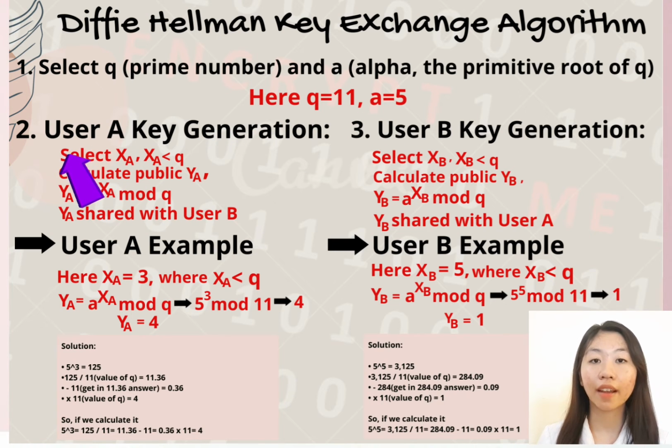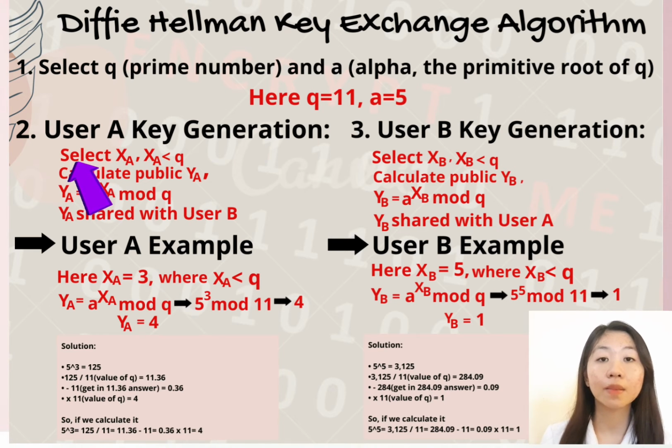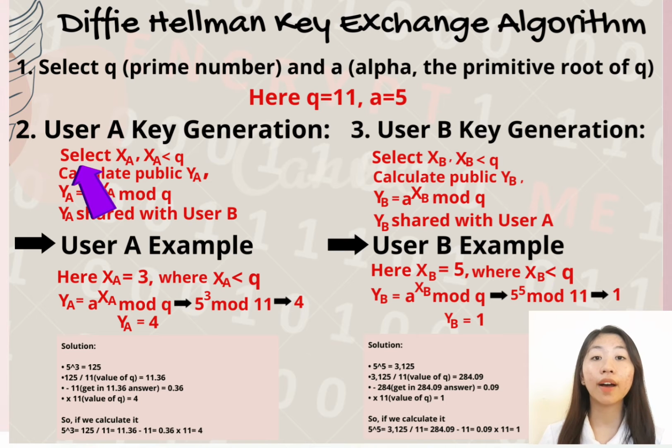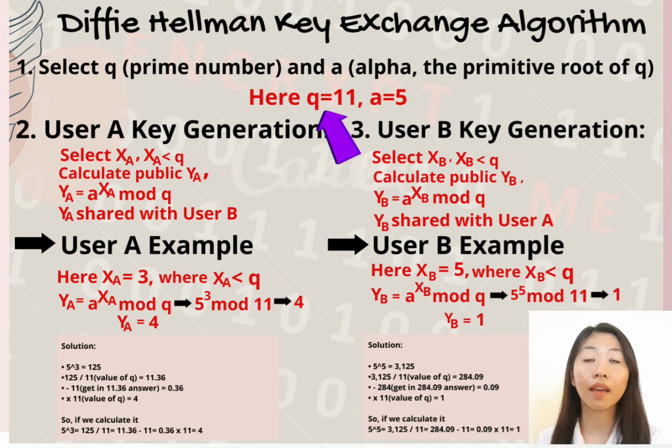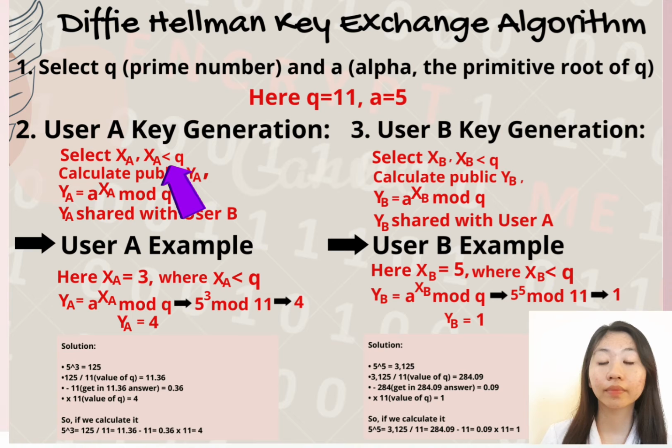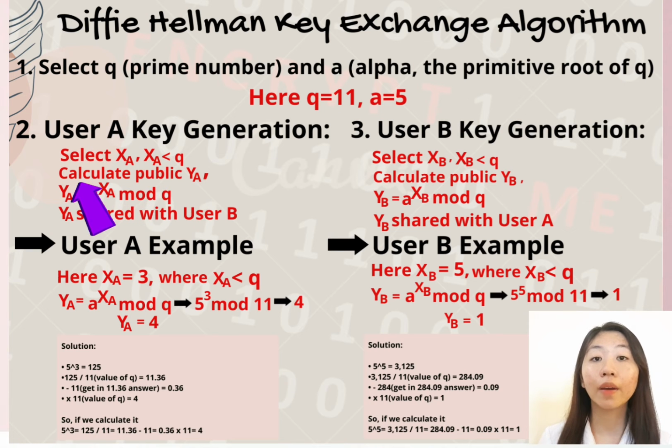User A key generation. So let's go first to the user A side or user A key perspective. So what are we going to follow? Select XA. So there must be a value of XA, and the condition here is XA less than Q. As I've said a while ago, Q is equal to 11. So whatever the value of XA is, it is always less than Q. Now, calculate public YA. In this equation, YA is equal to alpha raised to XA mod Q. So whatever the value of YA, it will be shared to user B.